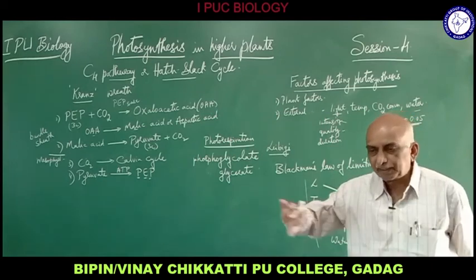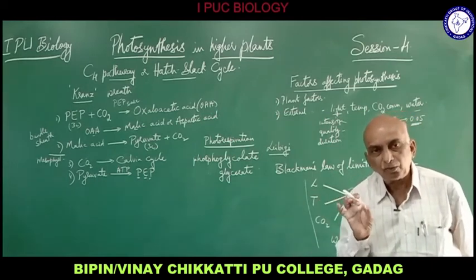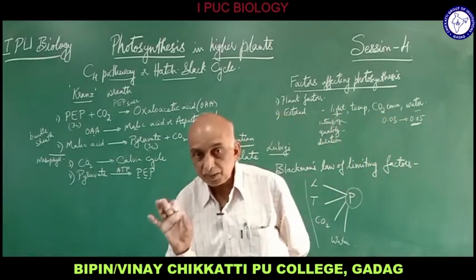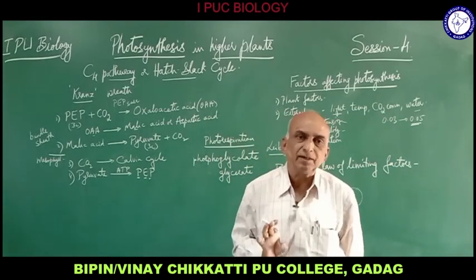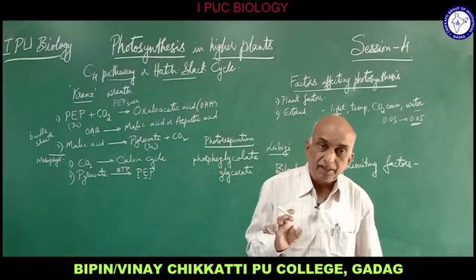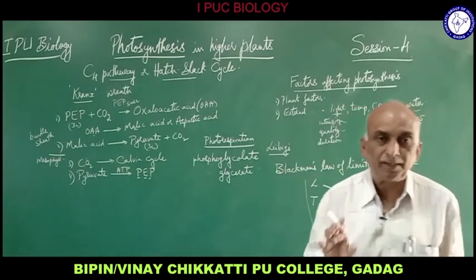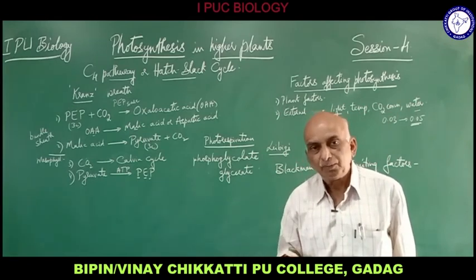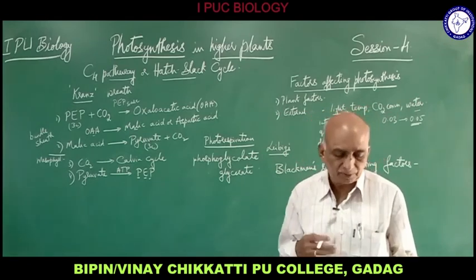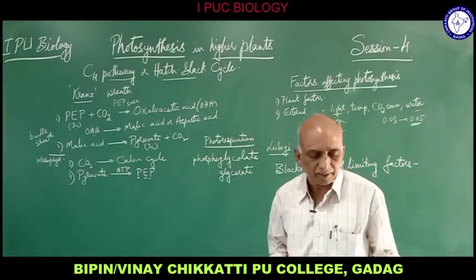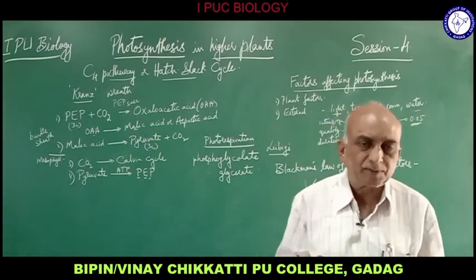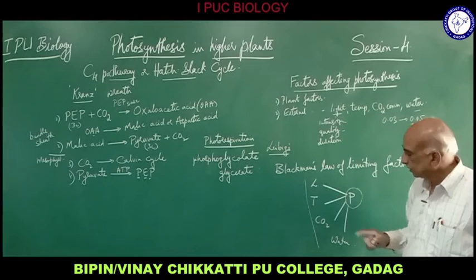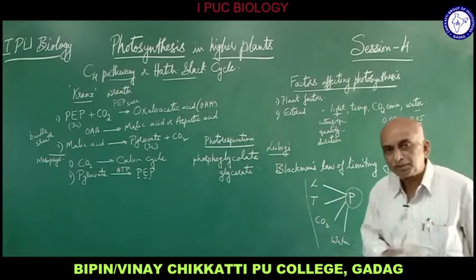If among all the factors you minimize any one of the factors, the process is controlled. So whenever a physiological process is controlled by several factors, one of the factors will govern the rate of the reaction. This is what Blackman explained. We are referring to this with respect to photosynthesis, but Blackman's law concerns all physiological processes.